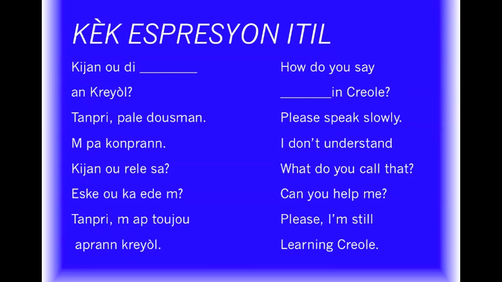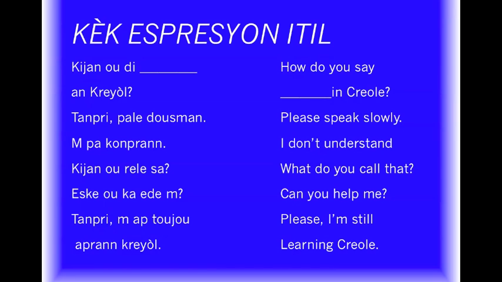Tambri, please. Parlez doucement. You can also say souple, S-O-U-P-L-E. Souple, parlez doucement. They both mean please. M'pa comprendre. I don't understand. M'pa comprendre. Qui jan ou rele sa? What is that called? Est-ce que ou ka edem? Or, est-ce que ou ka ede mwen?